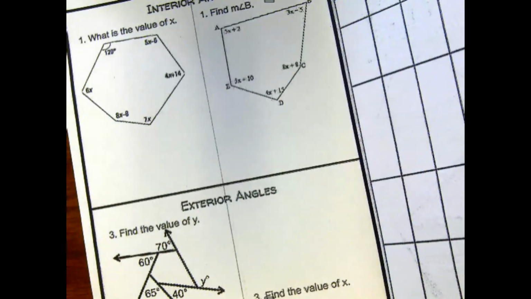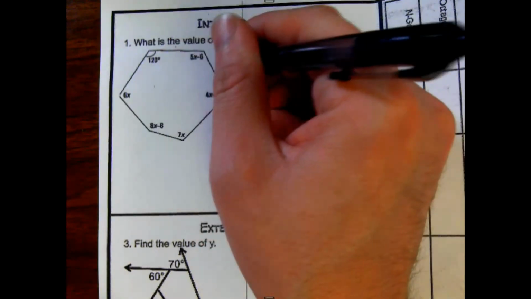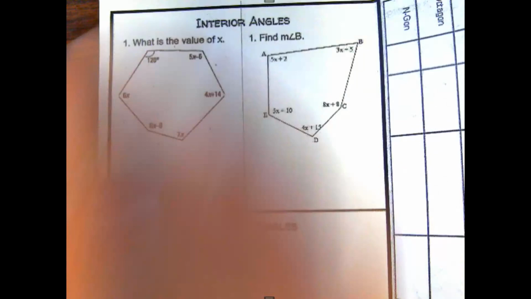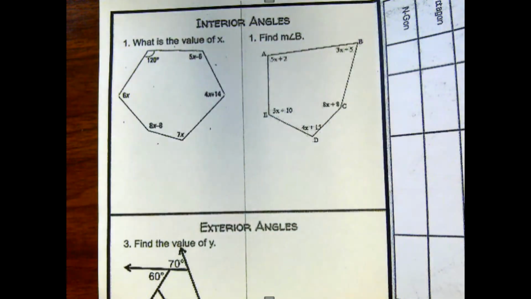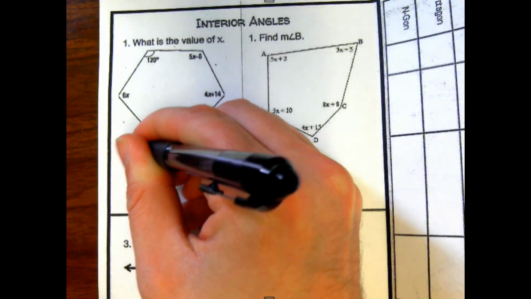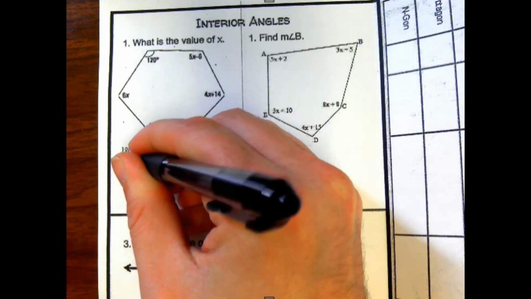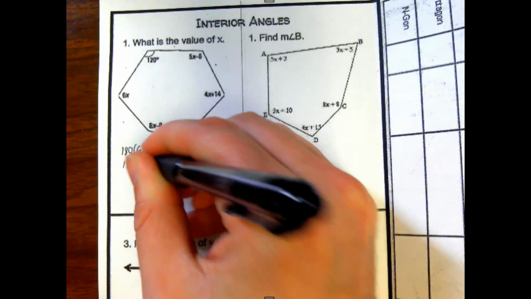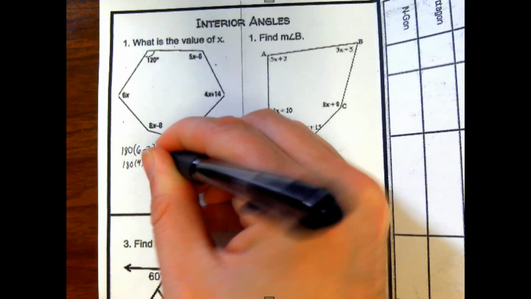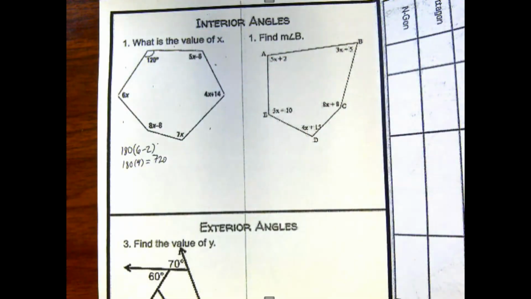Okay, now let's open this up. Okay, so for this first problem, we want to find what is the value of x. So this is, let's see, 1, 2, 3, 4, 5, 6. This is a hexagon. It has 6 sides. So first, 180 times 6 sides minus 2. 6 minus 2 is 4. So 180 times 4 equals 720. So I know that all 6 of these interior angles are going to add up to equal 720 degrees.